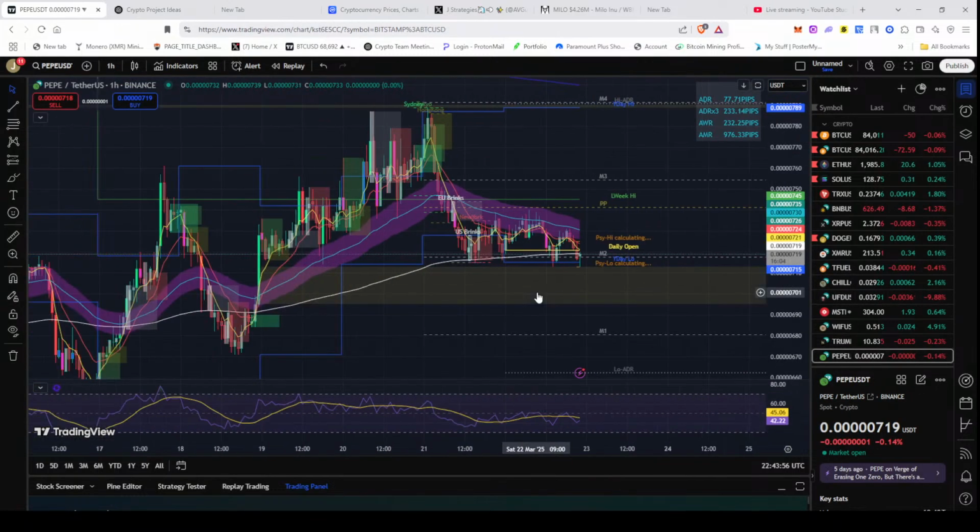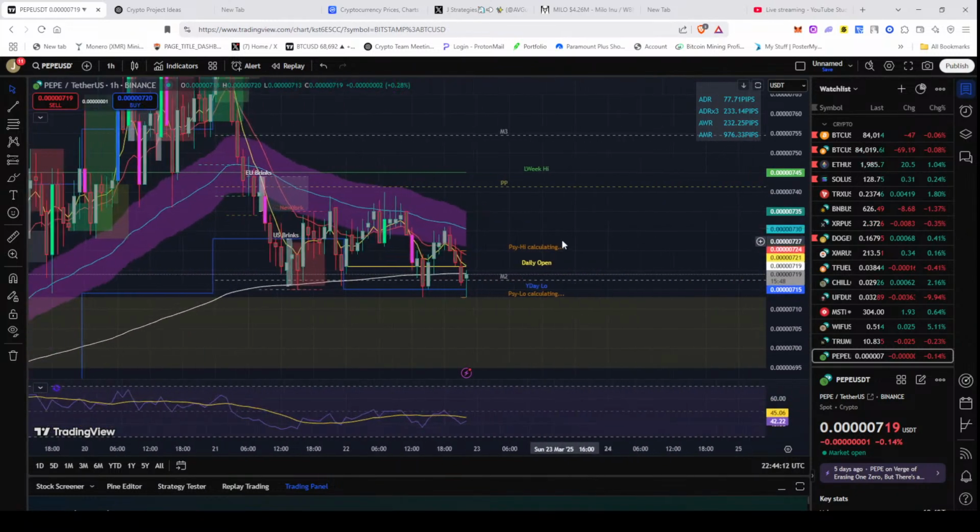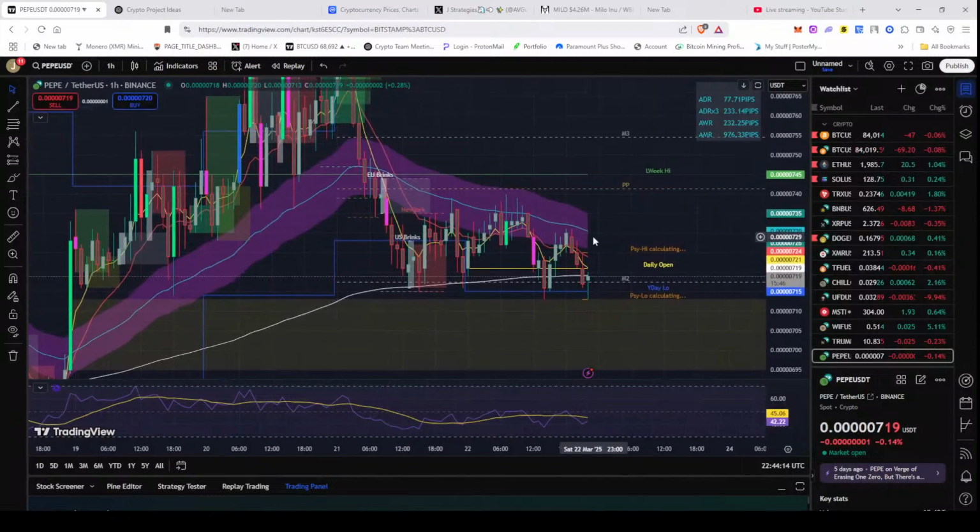Pepe is sitting right at those moving averages, and RSI is starting to turn back up. So this is my first buy zone for Pepe. This is what I'm looking at on Pepe: 50 EMA right here, close above that 200. We see that little yellow line flipping up and the RSI flipping up. So we're going to be paying attention to that.